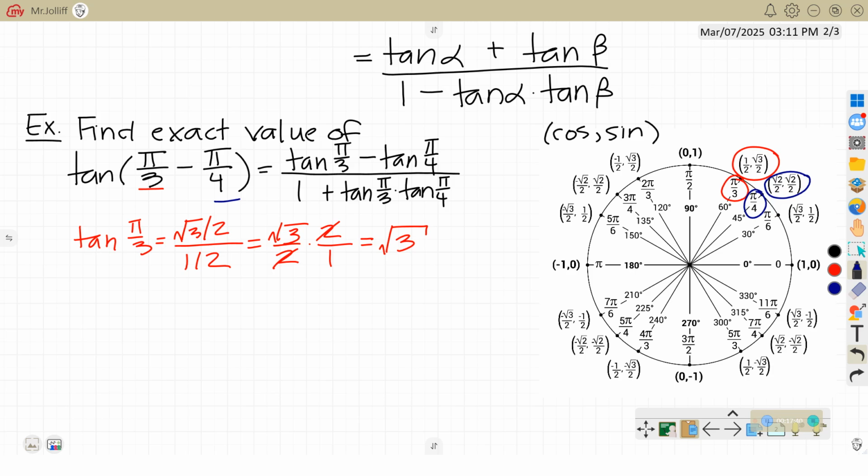We repeat for tan of pi over 4. Y coordinate is what? Root 2 over 2. We like pi over 4. X coordinate is also root 2 over 2. Anything divided by itself is 1. Happy face. That's going to make this substitution process a little less scary.